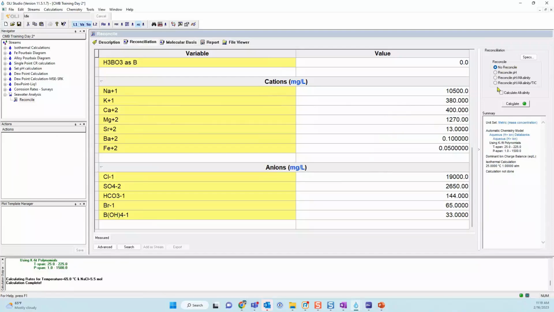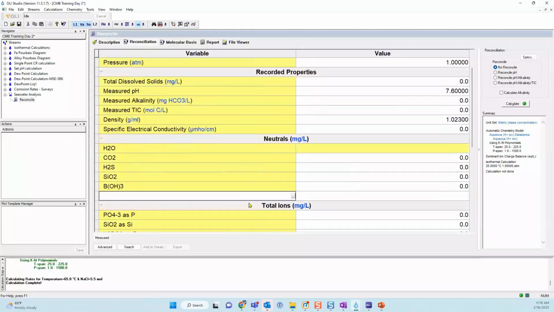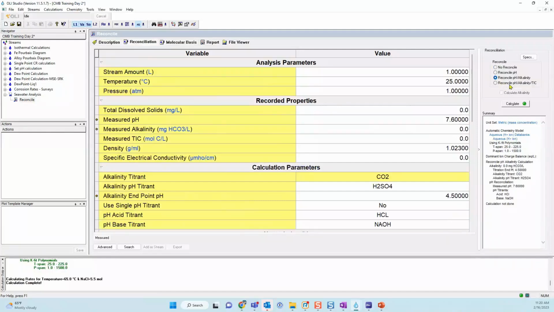And then you have another option here, reconcile pH. So the reconcile pH means it uses the cations and anions concentrations and also the pH that was measured in the lab. So it will adjust the pH in such a way that you will match the 7.6 pH that was measured in the laboratory. And same with the pH alkalinity and also the pH alkalinity and total inorganic carbon. But I'm not going to go into details. In the manual, there is more details about this.